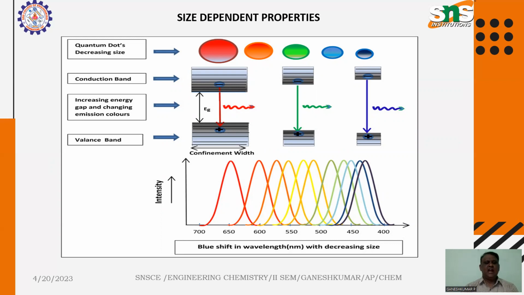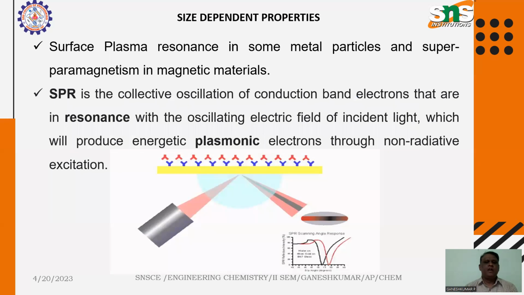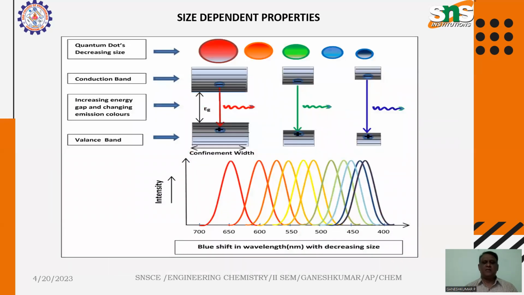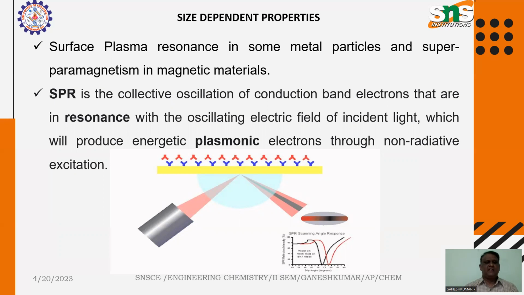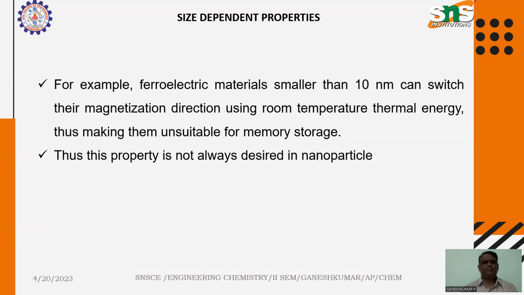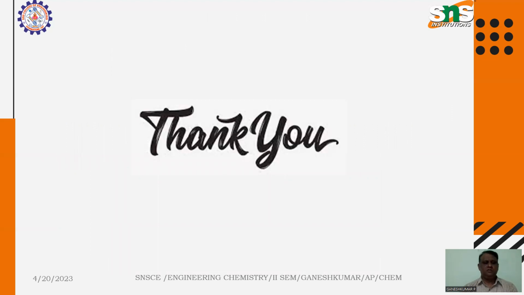So this increasing energy gap changes the emission of colors, because the wavelength which is coming out from the conduction band to the valence band is changing. That's why the color goes on changing. The surface plasmon resonance is a collective oscillation of conduction band electrons that are in resonance with the oscillating electrical field of incident light, which will produce energetic plasmonic electrons through non-radiative excitations. Thank you.